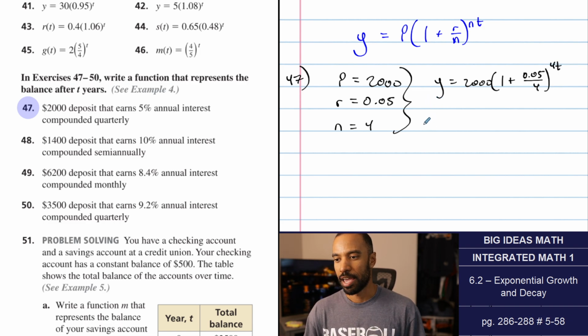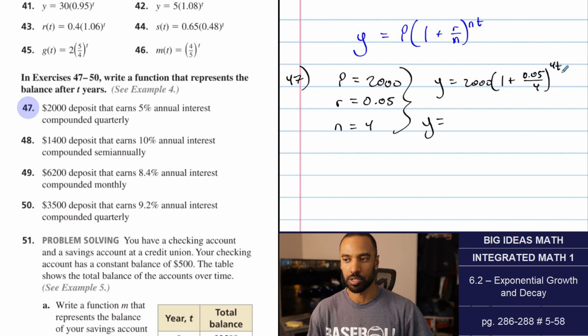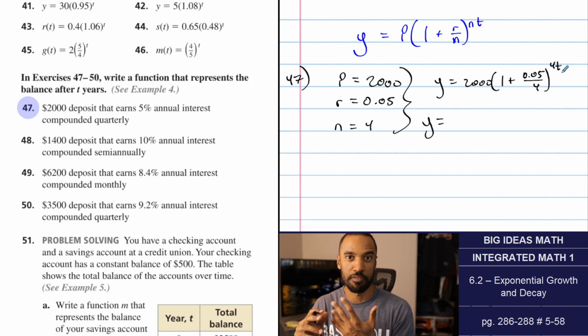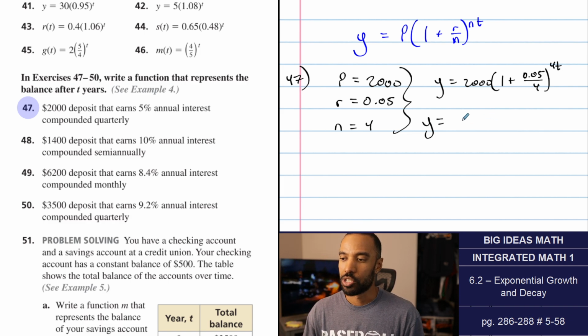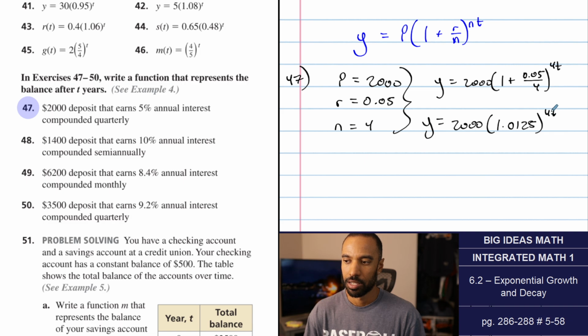If you can simplify, please do so. And I say if you can, meaning sometimes these don't divide very well. Sometimes, if it was 0.05 over 3, now it's a repeated decimal. Maybe you'll leave it like that. 0.05 over 4, I believe, is 0.0125. So 1 plus 0.0125 is 1.0125, like that. So I'm going to write it like that instead. This is to the 4t power still.